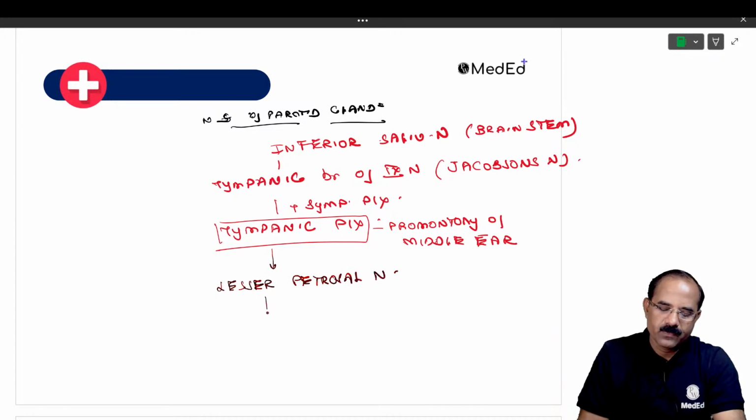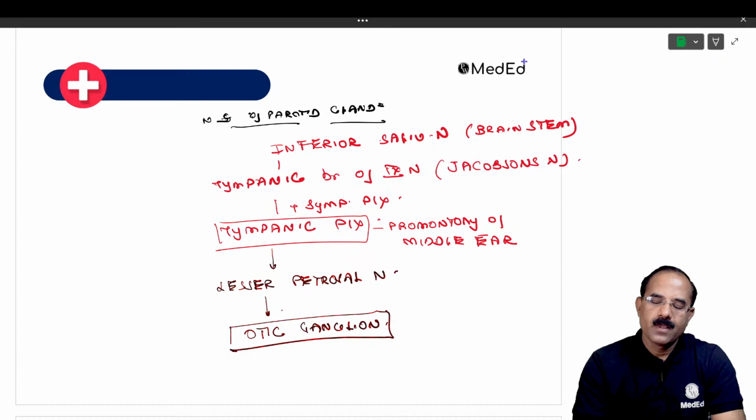The lesser petrosal nerve comes to a ganglion. Look, look, look, who has come? Our ganglion has come. This is our otic ganglion. And from the otic ganglion, the fibers.